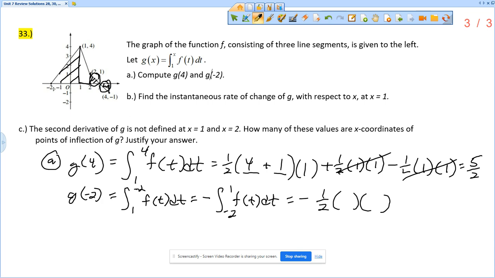All right, so what's the base? The base would be 1, 2, 3, right? And the height would be 4. So 1/2 of 3 times 4. So 12/2. So I should get negative 6. All right, and so that is part A.